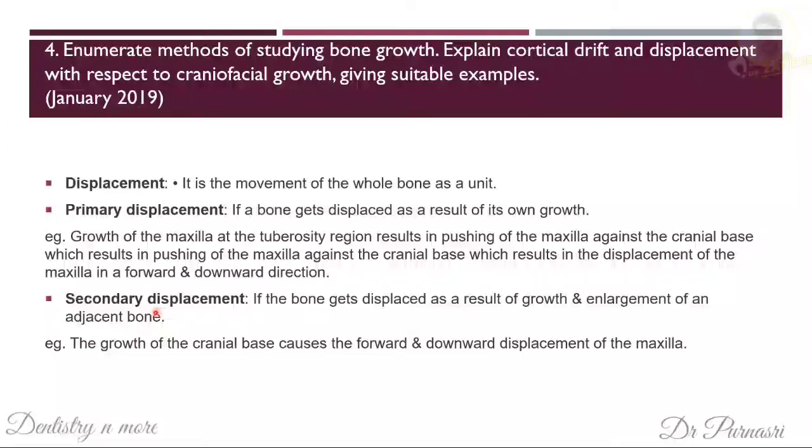Secondary displacement means the bone is getting displaced as a result of growth or enlargement of the adjacent tissue or bone. Example, the growth of the cranial base will cause the forward movement of the maxilla. So the maxilla is moving because of growth of the cranial base. This is called the secondary displacement.